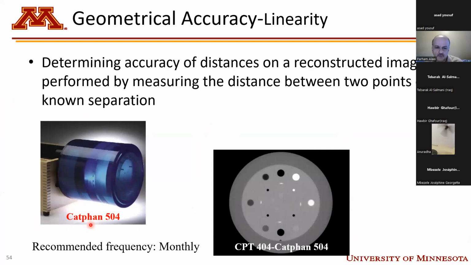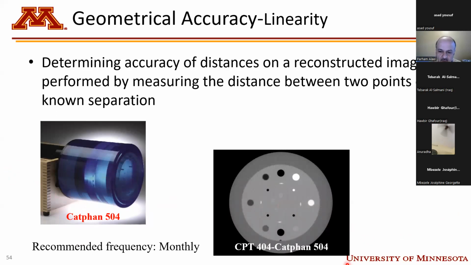Linearity, again, you can scan a phantom, and if you know a known distance, you can measure that distance on a reconstructed image to make sure it's correct. So CAT phantoms are very common in the US. This is one example of them, CAT 504. It has different modules in it, so each one has a different task.